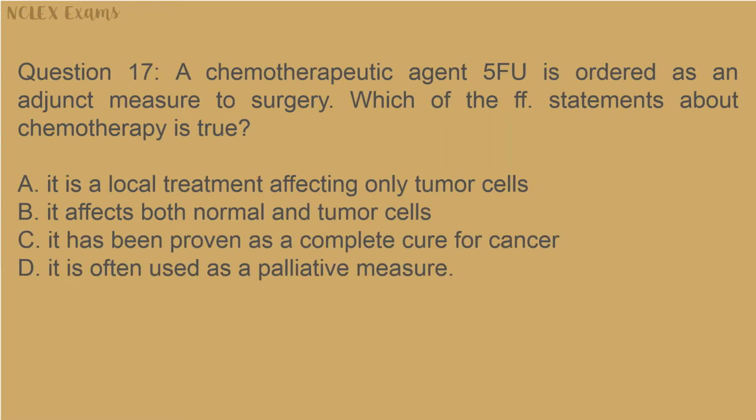Question 17. A chemotherapeutic agent, 5-FU, is ordered as an adjunct measure to surgery. Which of the following statements about chemotherapy is true? A. It is a local treatment affecting only tumor cells. B. It affects both normal and tumor cells. C. It has been proven as a complete cure for cancer. D. It is often used as a palliative measure.